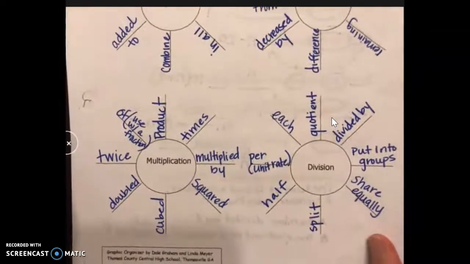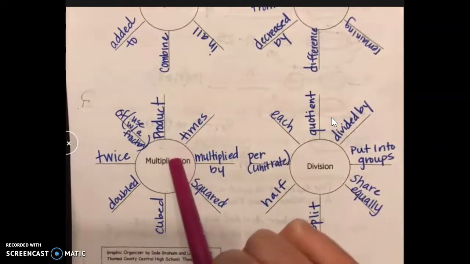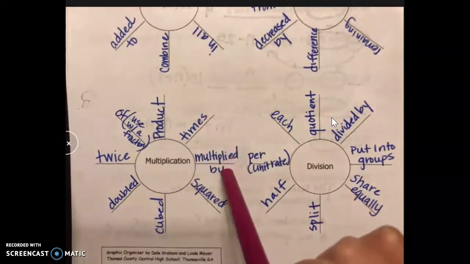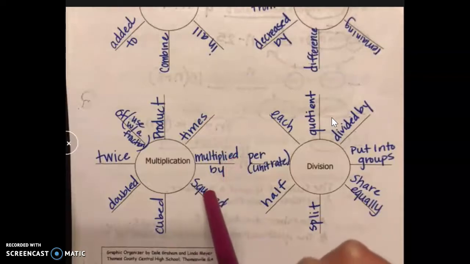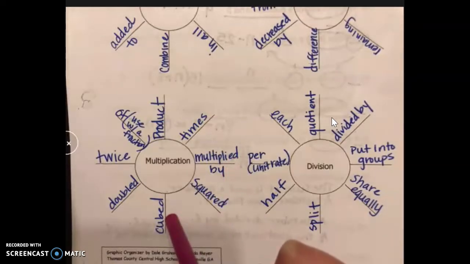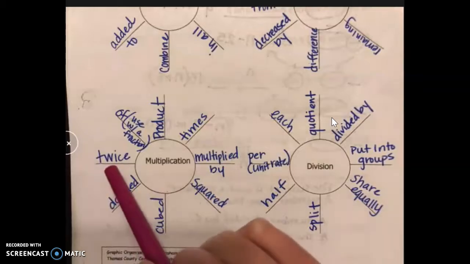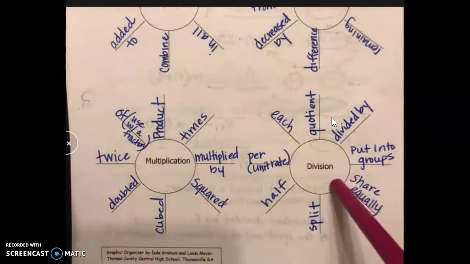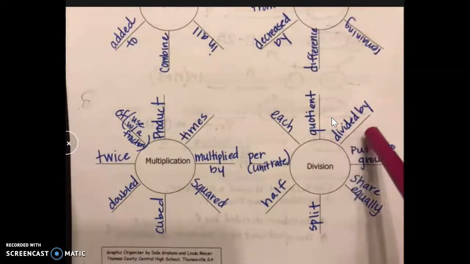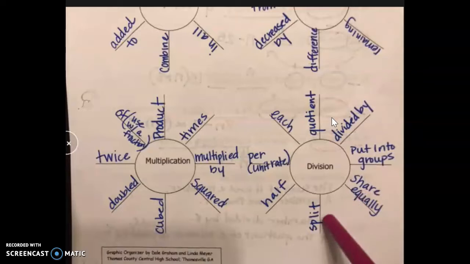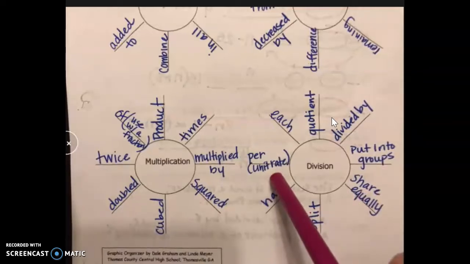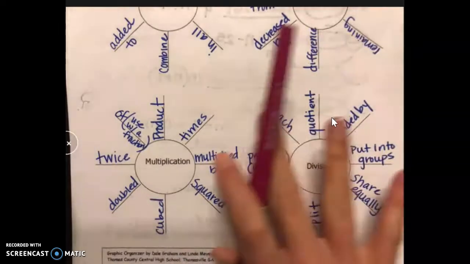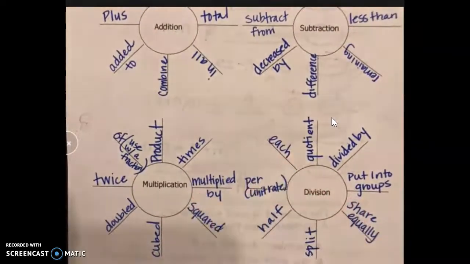Now, if we're going to be multiplying and dividing, for multiplication we might see product, times, multiplied by, squared, cubed, and guys remember that's when we use exponents, and that's multiplying it by itself. Doubled, twice, we might use that with a fraction. And then for division, we might see something like each, quotient, divided by, put into groups, share equally, split, half, how many per, like for unit rate. All of these keywords are going to help us determine what operation we should be using. So if you need to pause this video to write these down, please feel free.